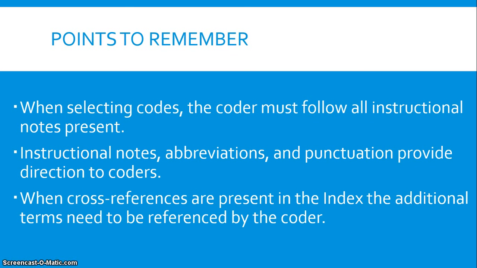When selecting codes, the coder must follow all instructional notes present. Instructional notes, abbreviations, and punctuation provide direction to the coders. When cross-references are present in the index, the additional terms need to be referenced by the coder.